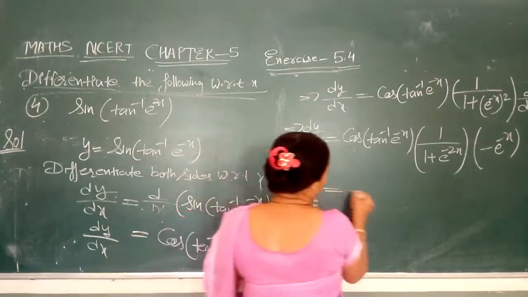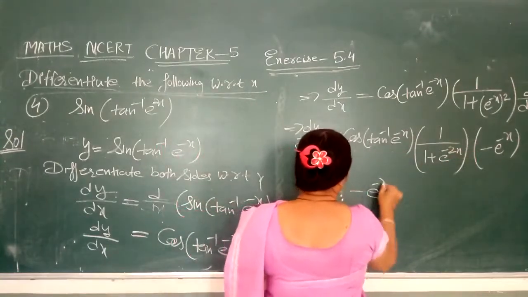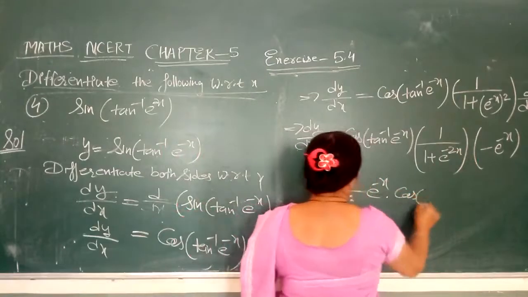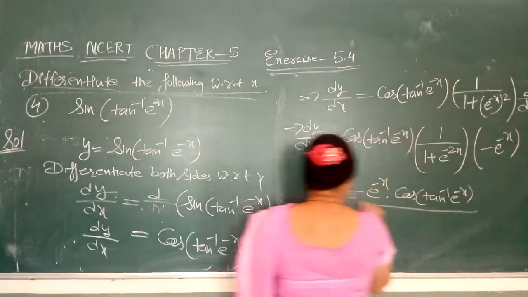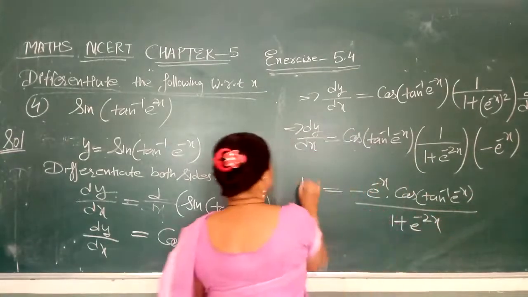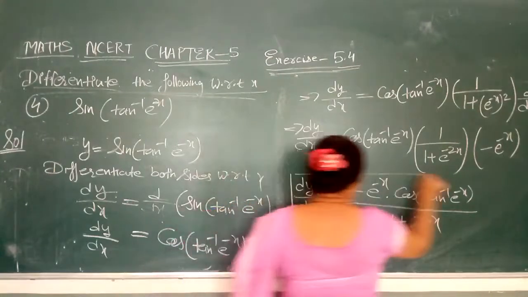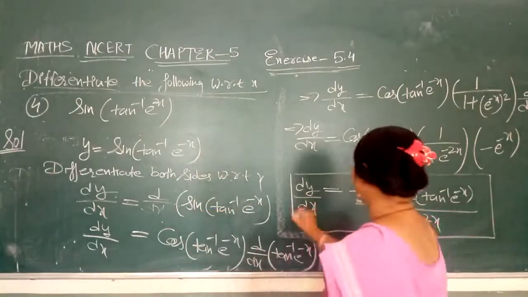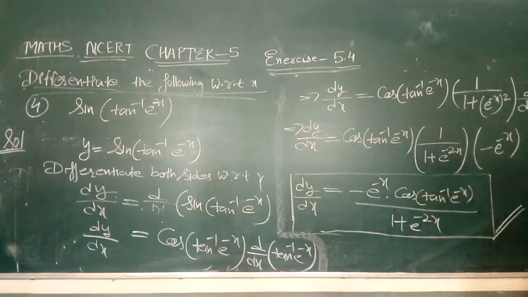After that you can write this term as minus e raised to power minus x cos of tan inverse e raised to power minus x upon 1 plus e raised to power minus 2x. This is the solution of question number 4. This is the required solution. This is the value of dy upon dx.